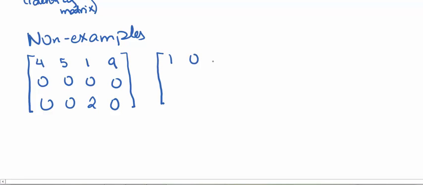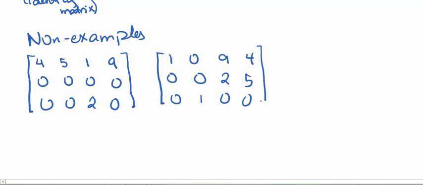Another example, 1 0 9 4, 0 0 2 5, 0 1 0 0. So these pivots don't move down and to the right. For example, I have this 2 and this 1, so that moves down and to the left, which causes a problem.